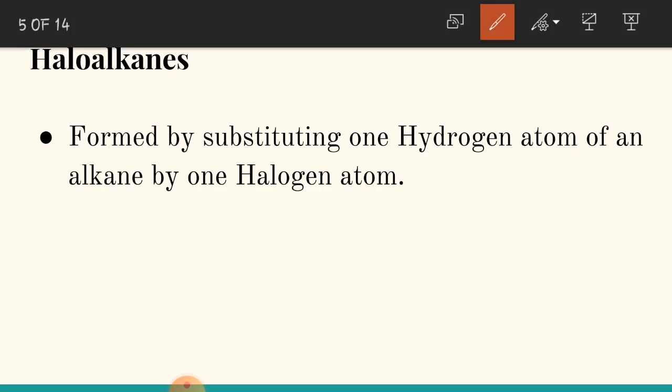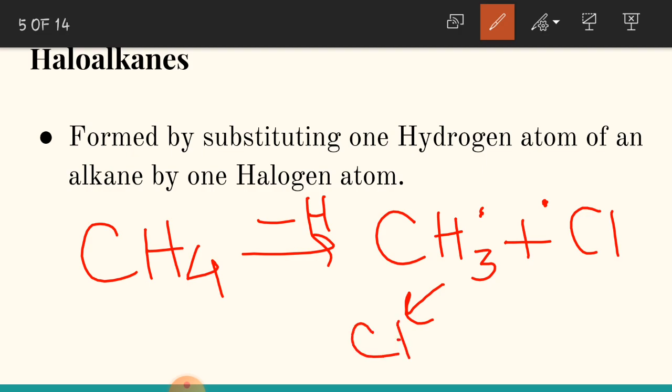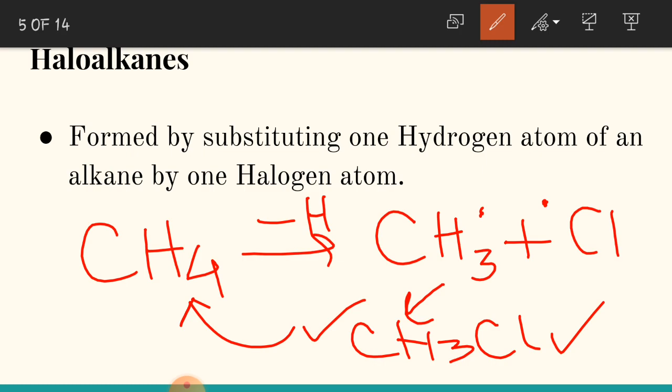For example, we have also read it before that we have an alkane that is methane. Now if we remove a hydrogen atom from this alkane, it gets converted into methyl radical. Now this methyl radical and the chlorine react together to form methyl chloride. Now this methyl chloride is the derivative of methane. It is formed after the replacement of a hydrogen atom with the chlorine atom.